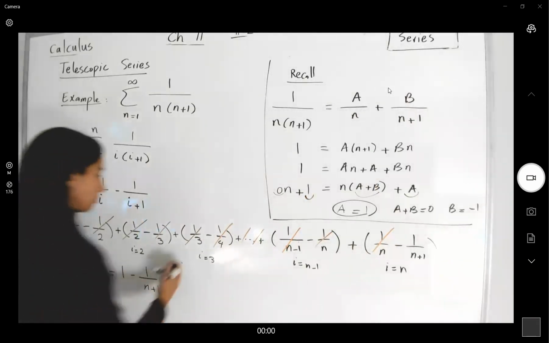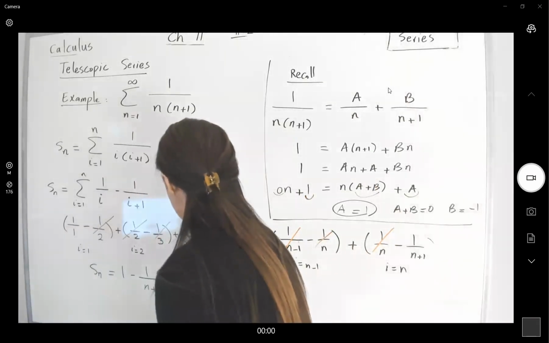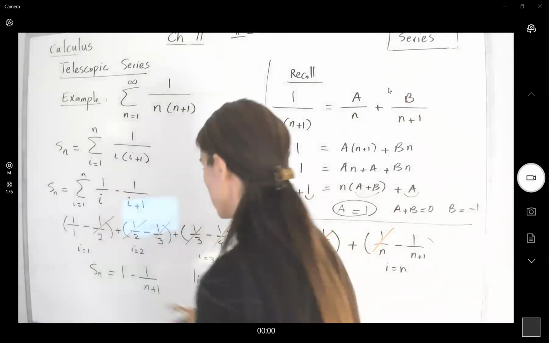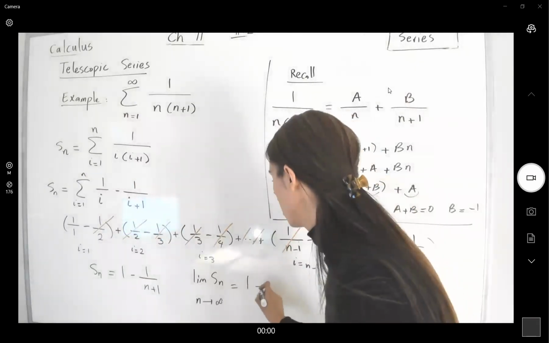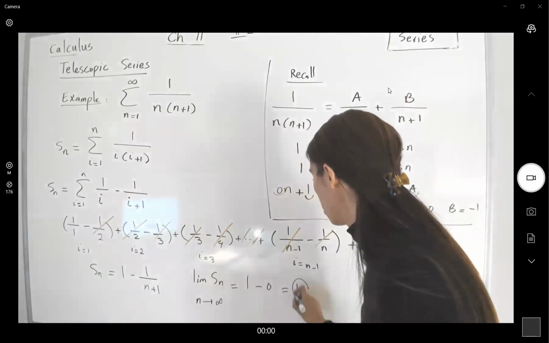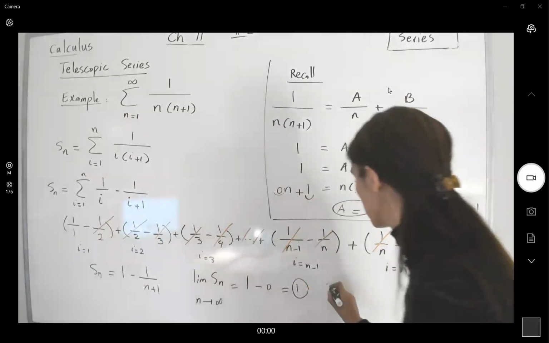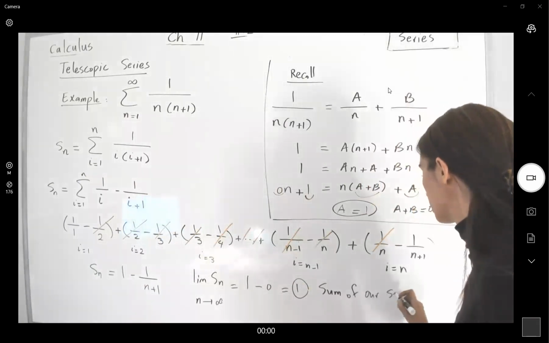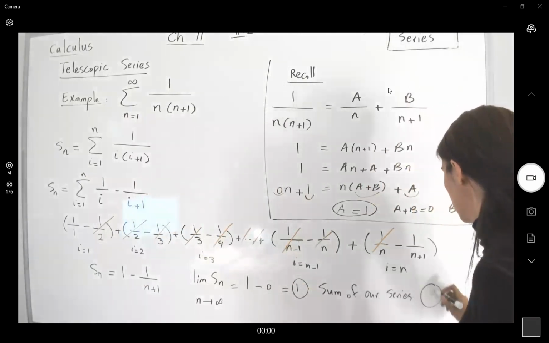If you take the limit of the partial sum as n approaches infinity, this is going to be 1 minus 0, which is 1. This is the sum of our series.